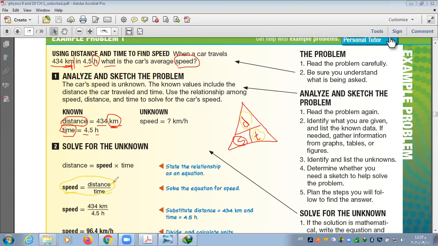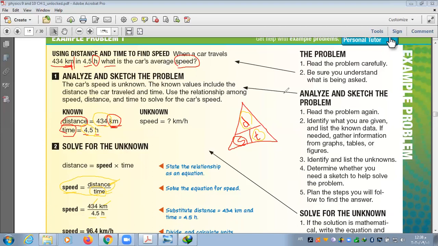Go back. Here we have distance. So go up, remove the word distance, and put instead of it what? The number: 434, and don't forget the measuring unit, kilometer. Okay, then down we have time. Remove time and substitute it by its value, which is 4.5 hours. So we put 4.5 hours.